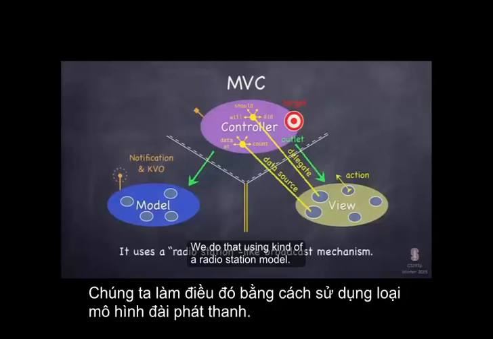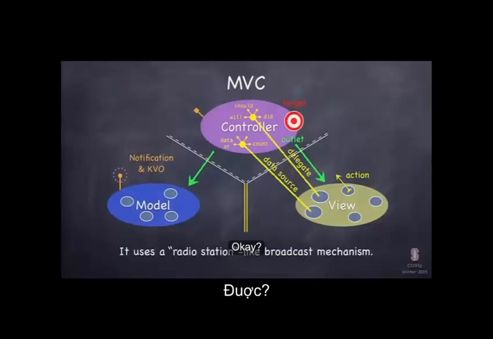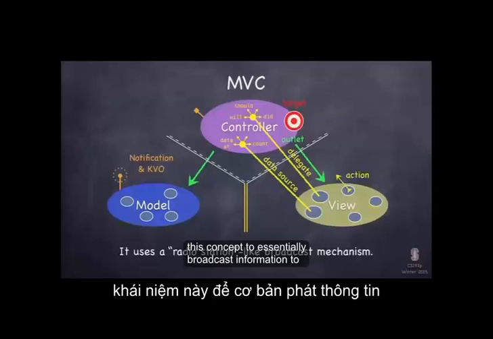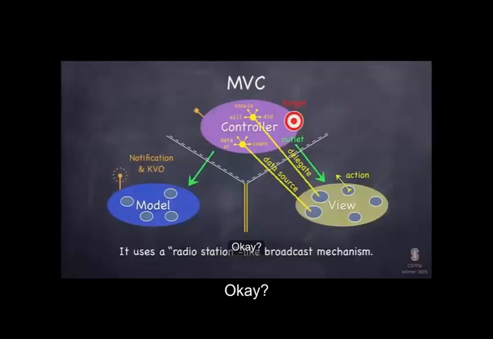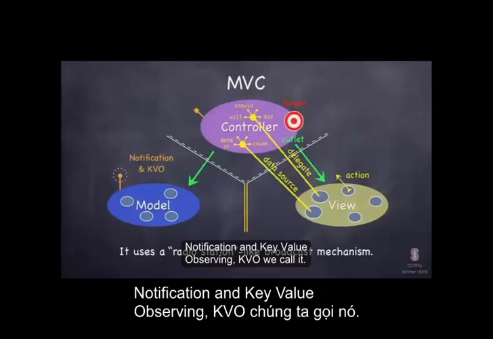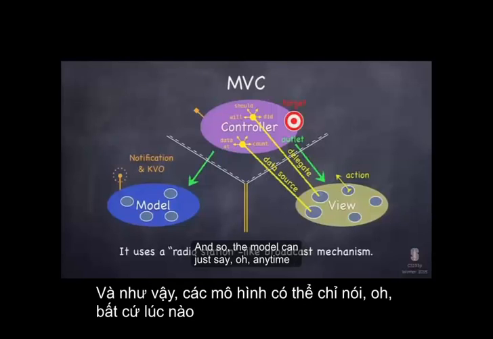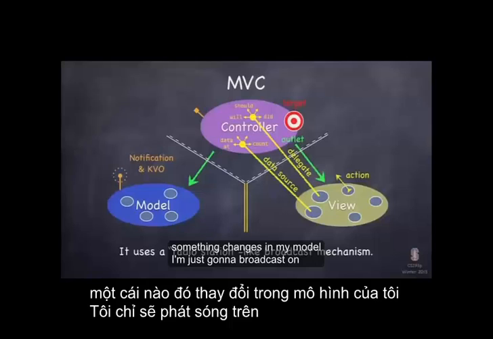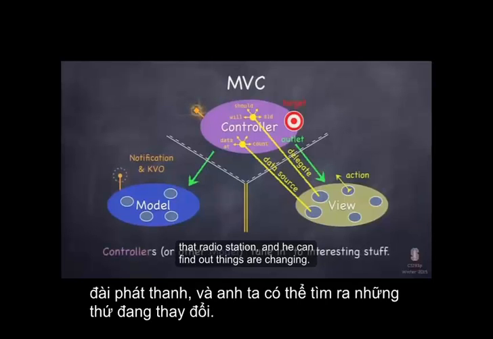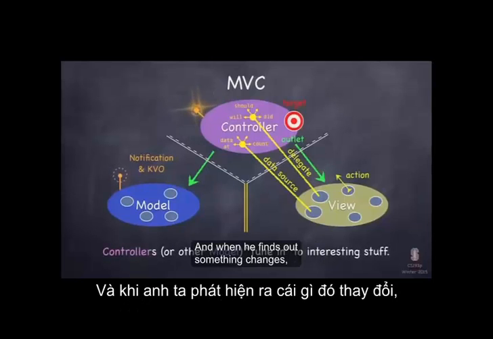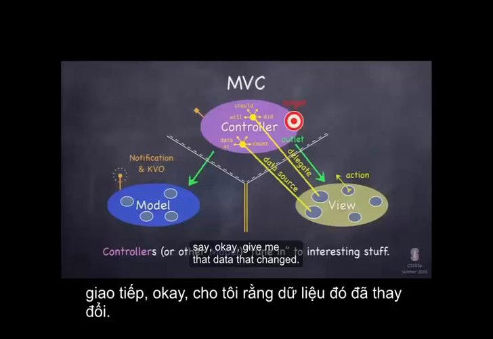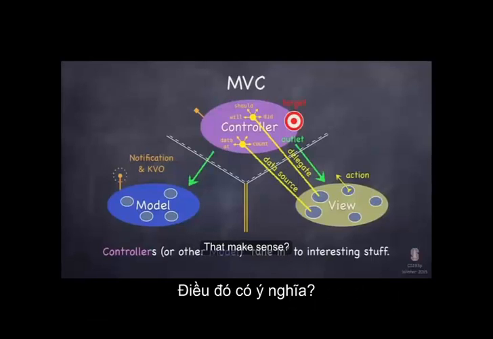We do that using kind of a radio station model. Okay, so the model, a radio station concept, the model will use this concept to essentially broadcast information to anyone who's interested. Okay, and the mechanisms for doing this in iOS are called notification and key value observing, KVO we call it. And so the model can just say, oh, anytime something changes in my model, I'm just going to broadcast on my radio station. And then the controller simply tunes into that radio station. And it can find out things are changing. And when it finds out something changes, it's going to communicate via its green arrow to the model and say, okay, give me that data that changed. Right? Does that make sense?